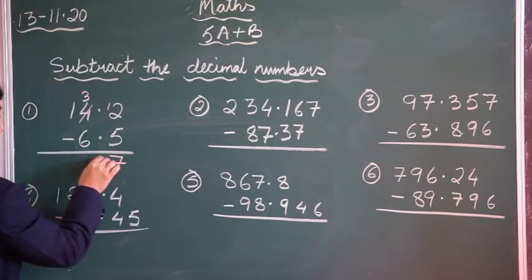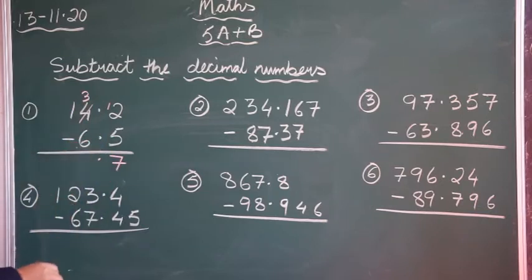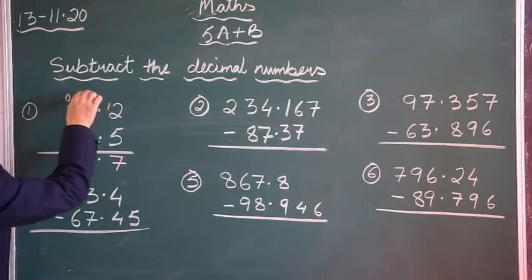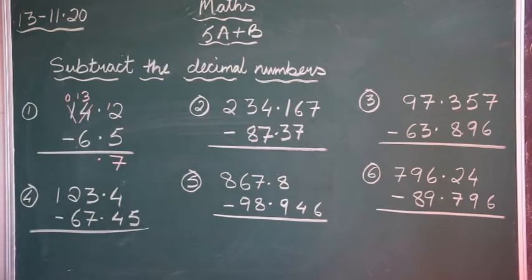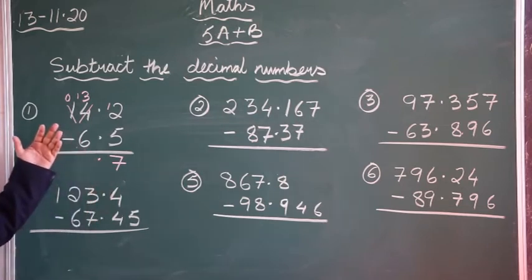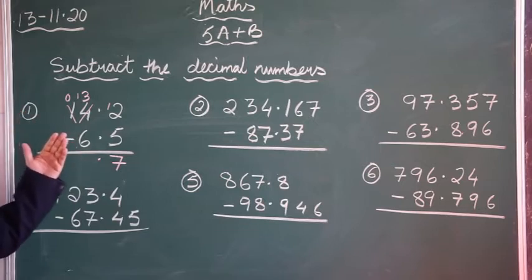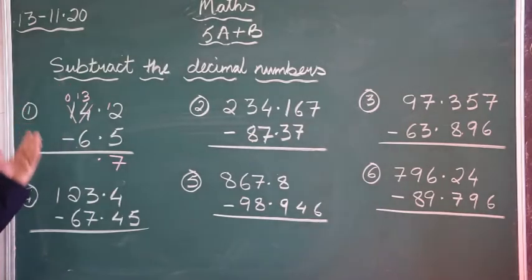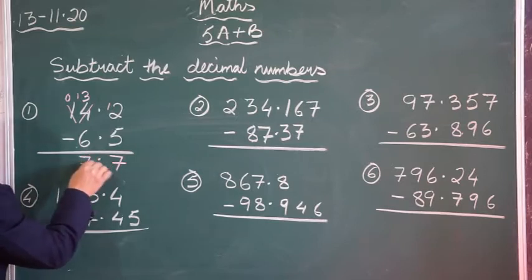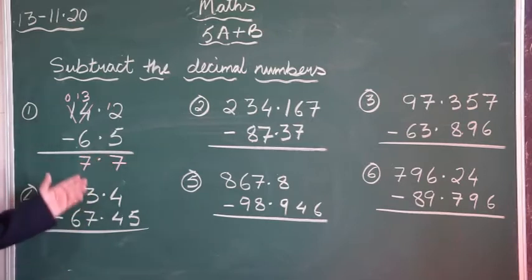Decimal point. 3 minus 6. You have 3. Can you give me 6? No. So what should we do? Borrow from the next number. 13 minus 6. Some of you may not know mentally. Some of you know by counting. So the easiest way to count, 6 is here. From 6 count till 13: 7, 8, 9, 10, 11, 12, 13. How much? 7. So you get the answer 7.7.